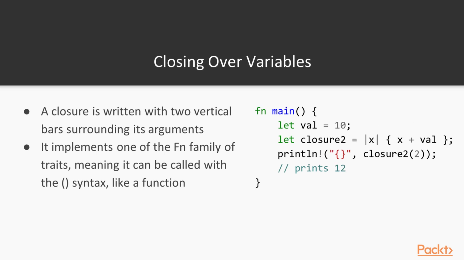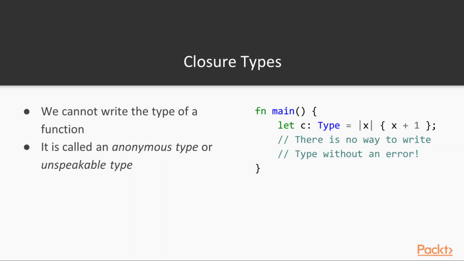Now, this is effectively the same thing, but we're closing over the binding val. So in this case, closure2 is a function that takes a variable and adds 10 to it. However, we didn't write 10, we wrote val. That's because it's a closure, it's declared inline, and so it can use the bindings that were declared in its same scope.